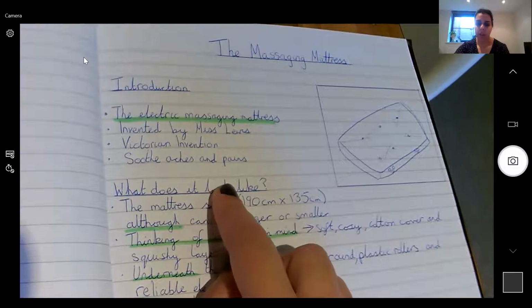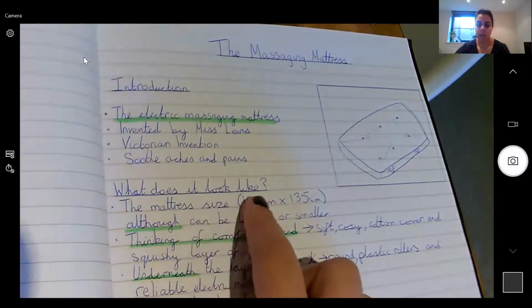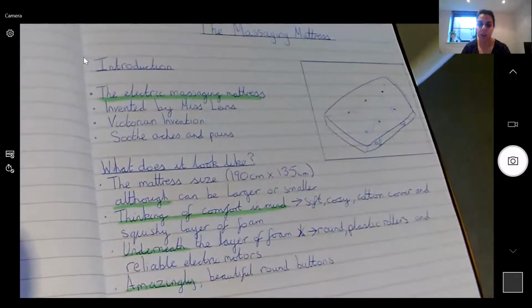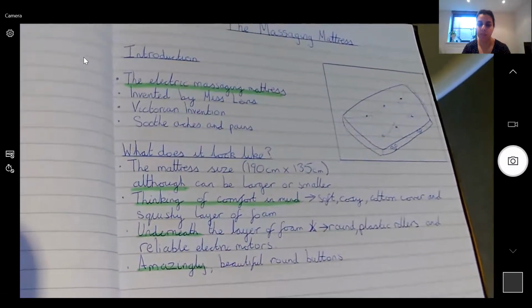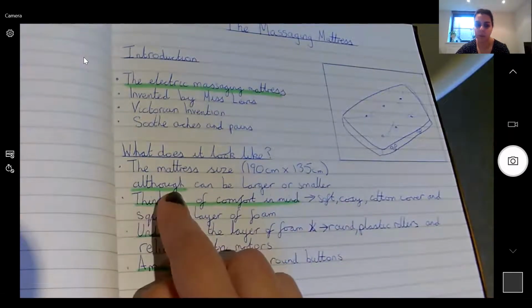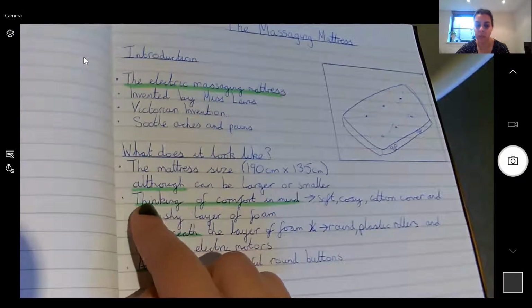What does it look like? Question mark, and it's underlined again with a ruler as my other subheading. The mattress size, 190 centimetres by 135 centimetres, although can be larger or smaller. There's one of my supports to create subordinate clause there.